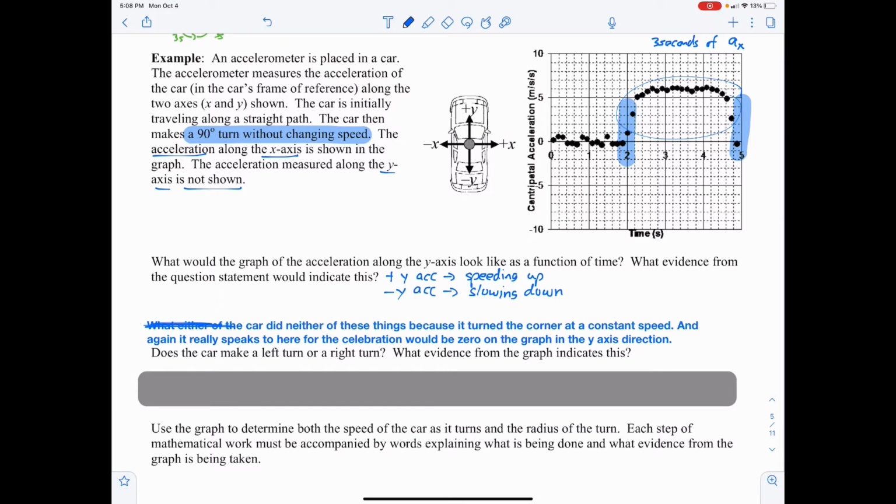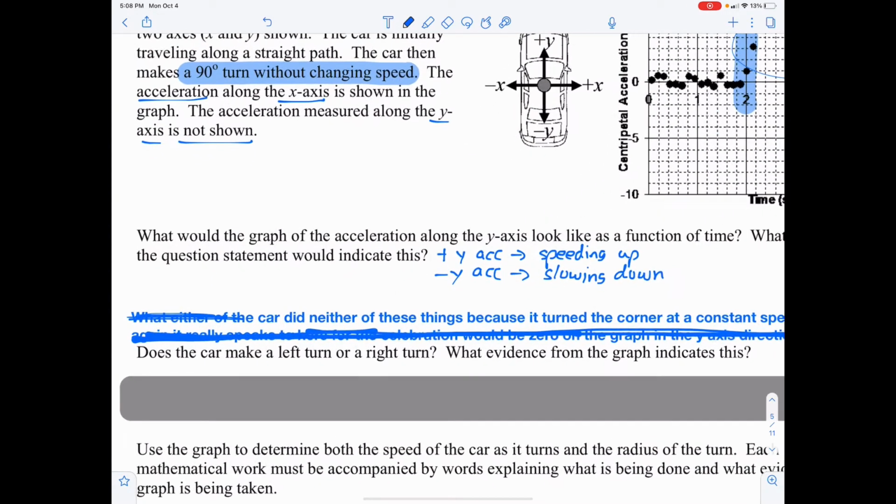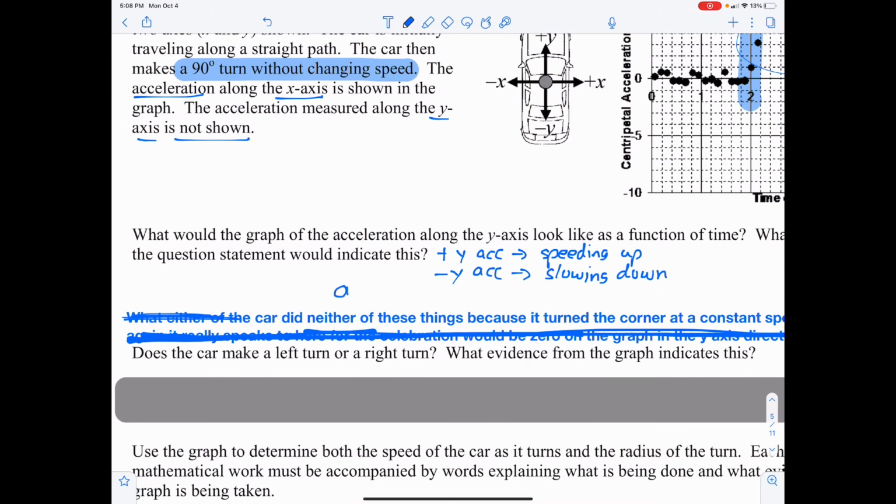And a little bit of a typo here on this sentence. And so to kind of finish off this question, since it's not speeding up nor slowing down, it means the acceleration would be 0. The acceleration graph would be constant at 0.